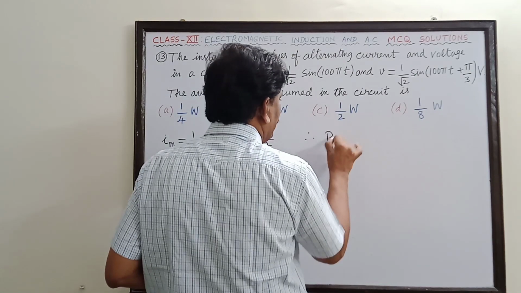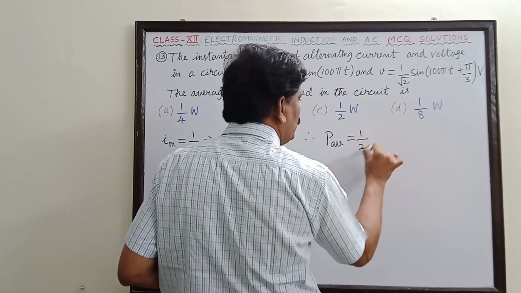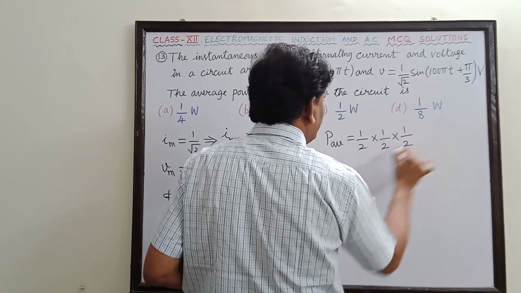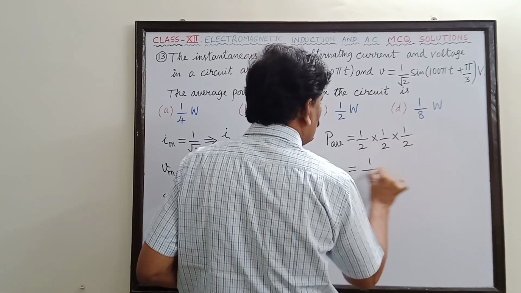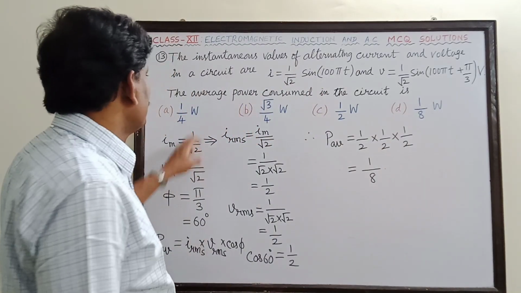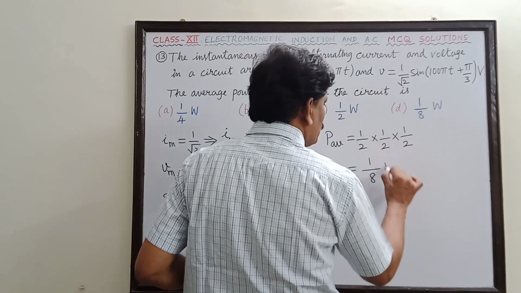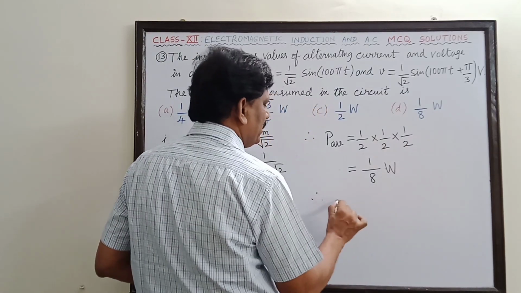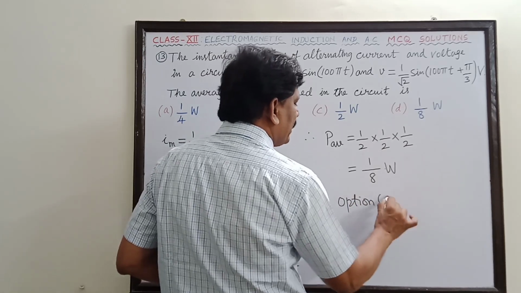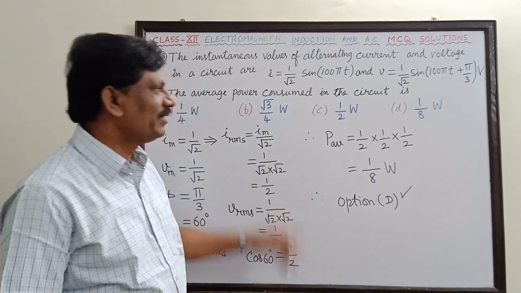Therefore, the average value of power is equal to 1 by 2 multiplied by 1 by 2, again multiplied by 1 by 2. So this is equal to 1 by 8. So what is the correct option? The last option D. So this is 1 by 8 watt. Therefore, option D is the correct answer. I hope you must have understood that. Fine.